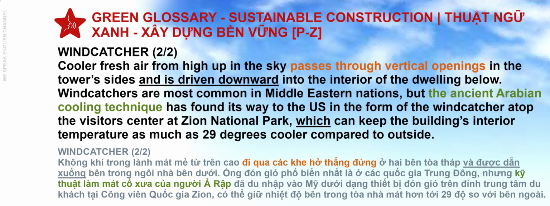Wind catchers are most common in Middle Eastern nations. But the ancient Arabian cooling technique has found its way to the U.S. in the form of the wind catcher atop the visitor center at Zion National Park, which can keep the building's interior temperature as much as 29 degrees cooler compared to outside.